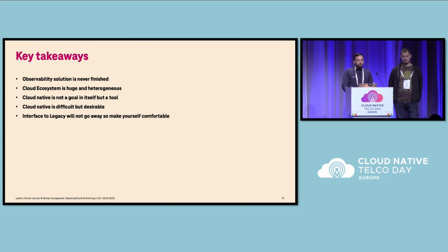And cloud nativeness is not a goal, it's a tool. We want to have the tools to not be forced to stand up in the middle of the night to make updates. We want to do it during the day. And we want to be fast, for example, with security patches, and this is maybe the right tool for it. So cloud native is really difficult, but desirable. That's where we want to go.